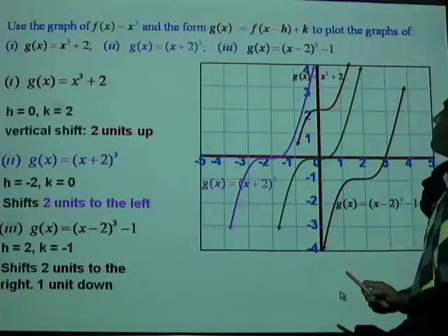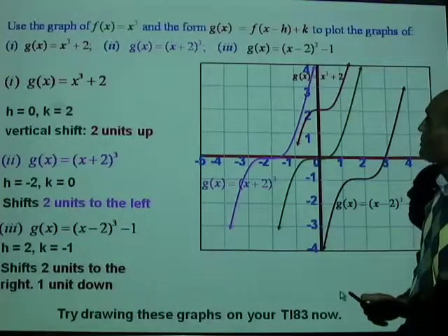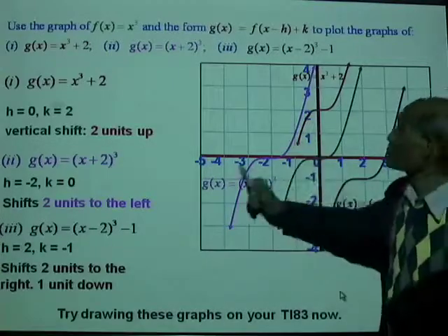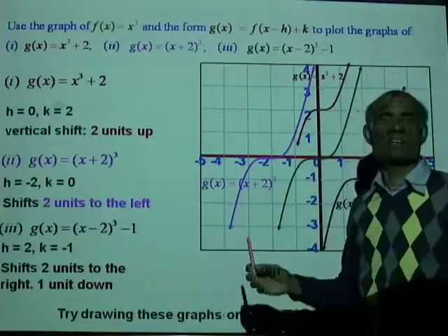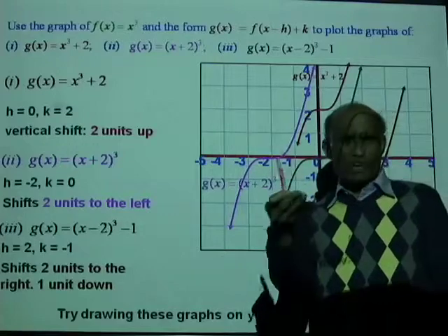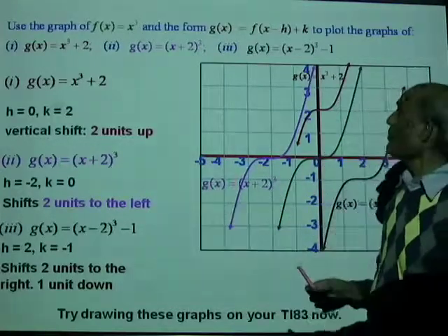Alright, let's go and find more of these. You can actually try all these on the calculator. That's what I would do, because you've got to be inquisitive in finding more about these.